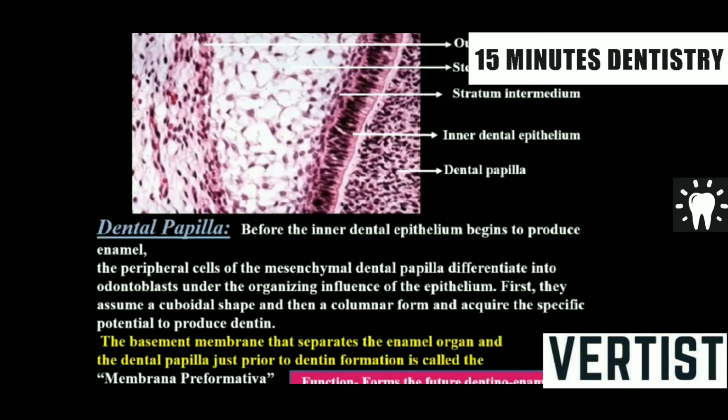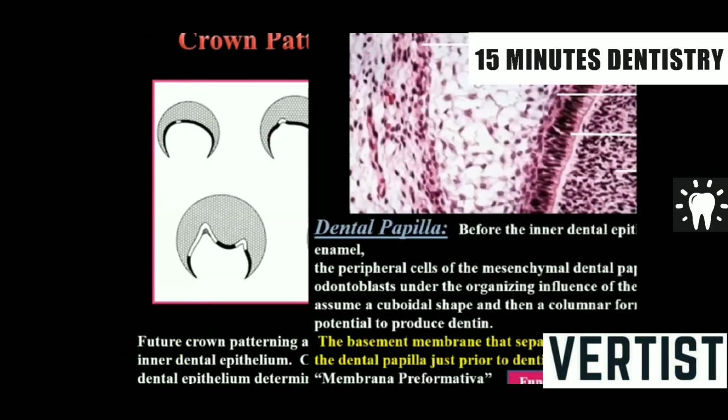And the basement membrane that separates the enamel organ from the dental papilla is called membrana preformativa. Remember, they can ask you, what is membrana preformativa? Membrana preformativa is nothing but a basement membrane separating enamel organ from the dental papilla, and that is nothing but the future dentino-enamel junction. So the dentino-enamel junction is decided by membrana preformativa.